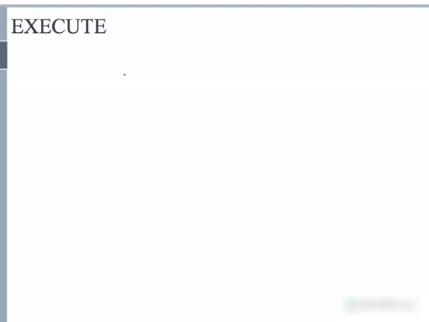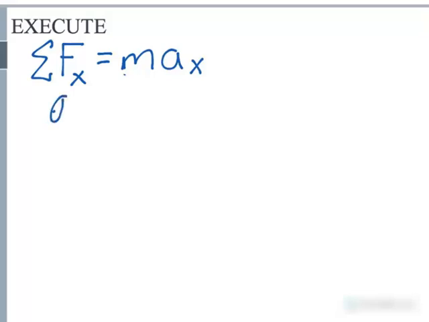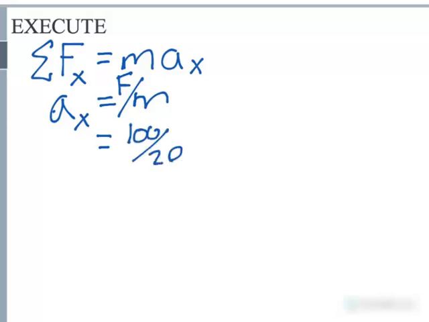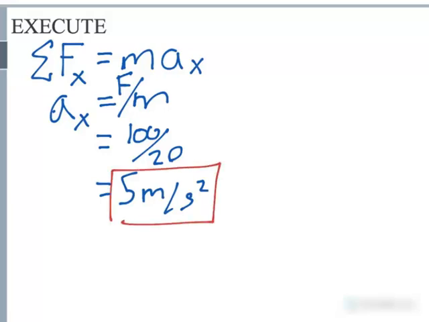Starting out with the force, we'll write that down again. This is the summation of the forces in the x direction equals your mass times the acceleration in the x direction. Since we're solving for a, we can just divide that over. Once we plug in the values, we have 100 divided by 20, which is going to equal 5 meters per second squared. That will be our first target variable that we have found.